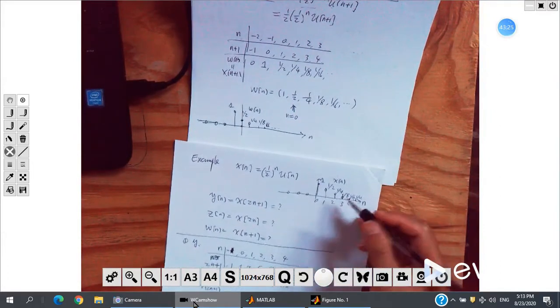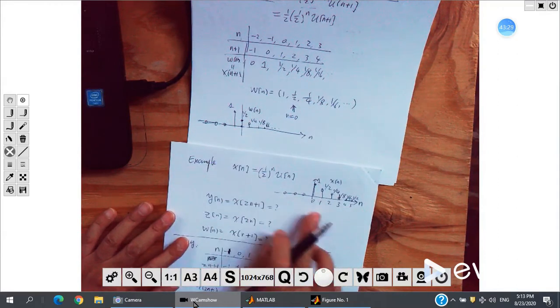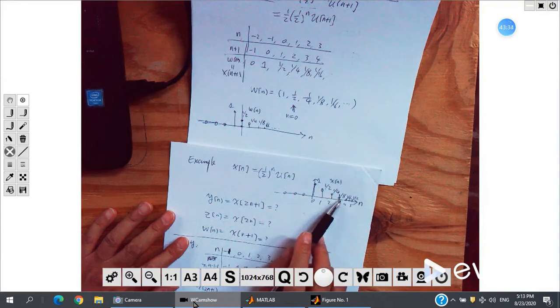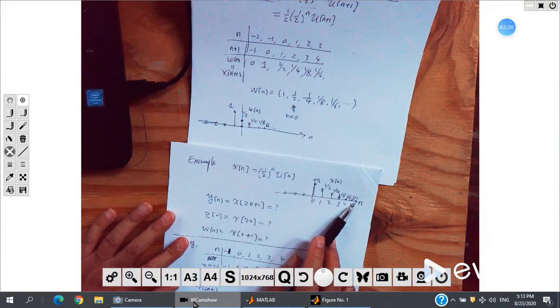X is here. You see? The waveform looks the same. 1, then half, then 1/4, 1/8, right? They tend to be smaller and smaller. Half and half and half.